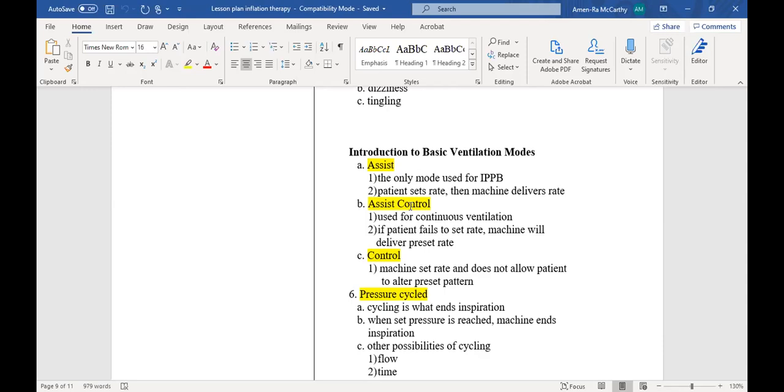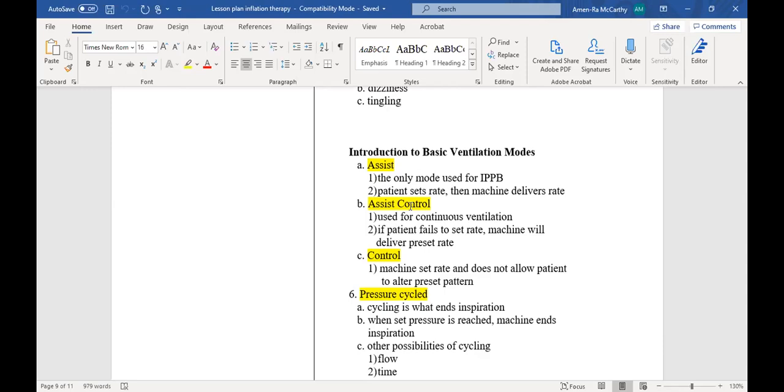If I set it on 20, it's going to cycle off at 20. If I have it set at 30, it's going to cycle off at 30. If I have it set at 40, it's going to cycle off at 40. So keeping in mind of what we talked about yesterday, that's another reason why you have to monitor the patient, because you might be giving them so much pressure that it's blowing off too much of their CO2, right?